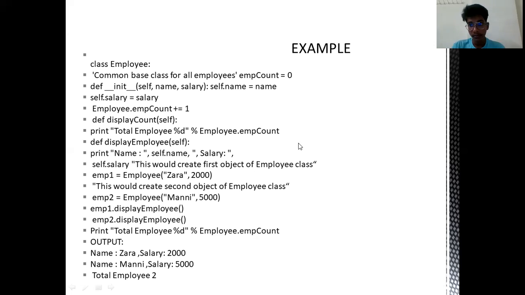emp1 = Employee("Zara", 2000). For example, if you are taking employee 1, Employee Zara 2000, and it creates the second object of the Employee class, emp2 = Employee("Manni", 5000). emp1.displayEmployee(), emp2.displayEmployee(). From that we are getting "Total Employee %d" % Employee.empCount. So we get the output: Name: Zara, Salary: 2000; Name: Manni, Salary: 5000. Total count is 2.